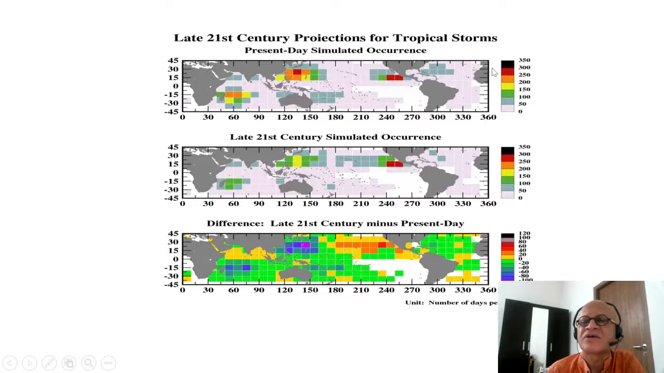Present day simulated occurrences here are in terms of number of days per 20 years. So those are storm days. And this is the late 21st century simulated occurrence. And you can look at the difference, late 21st century minus present day. So you have a huge, significant increase over here, and there is some evidence that maybe this is true.